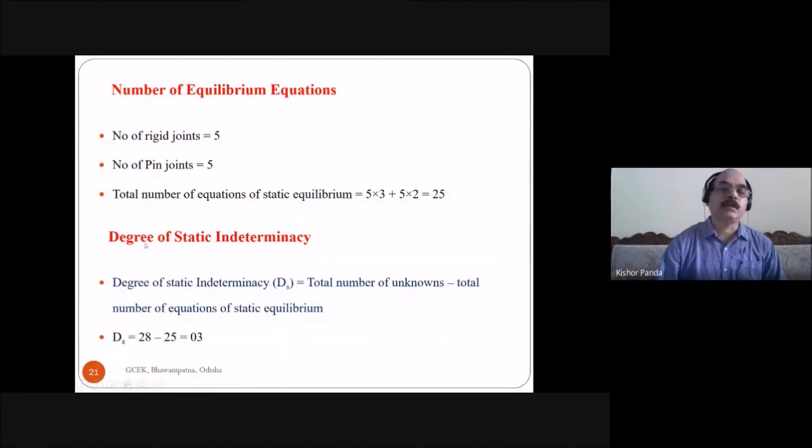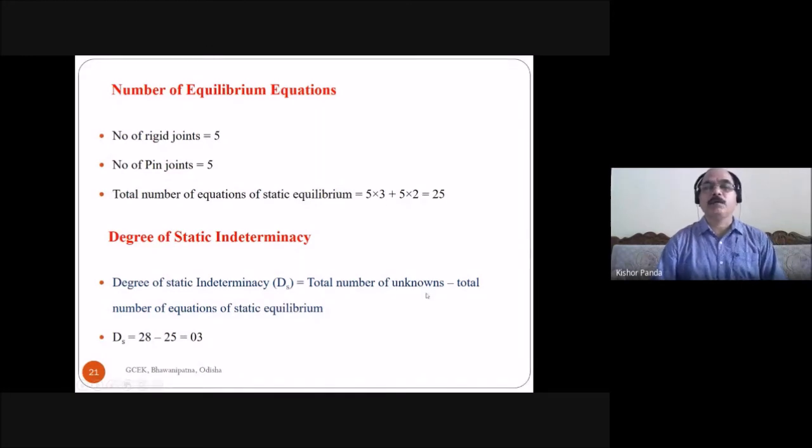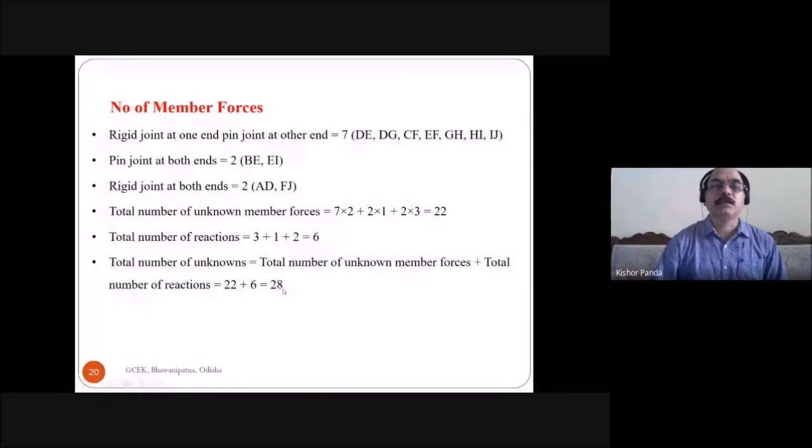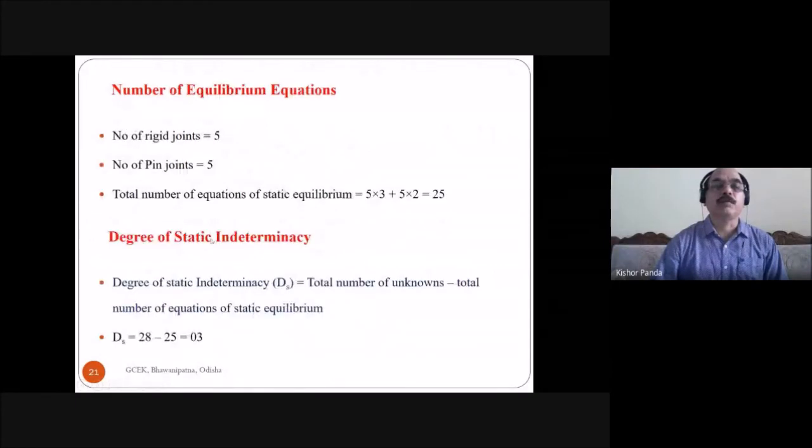Then find out the degree of static indeterminacy. This is equal to total number of unknowns minus total number of equations of static equilibrium. 28 minus 25. Here 28 is the total number of unknowns, and the total number of equations of static equilibrium is 25. 28 minus 25 is equal to 3. This is the degree of static indeterminacy.